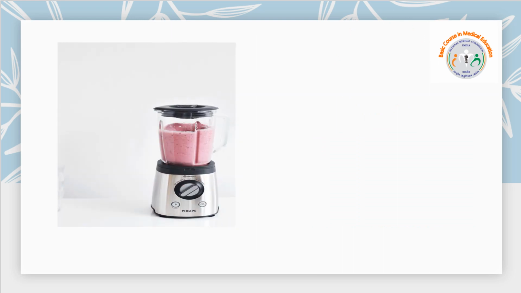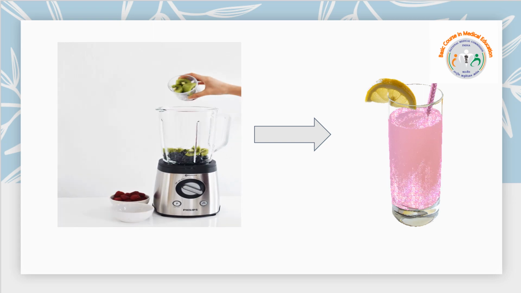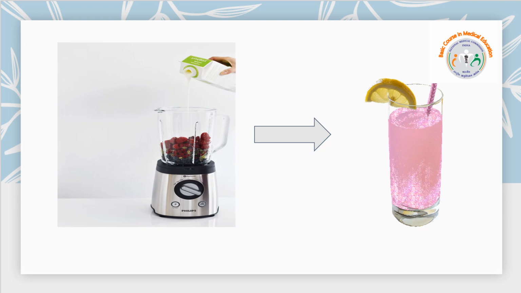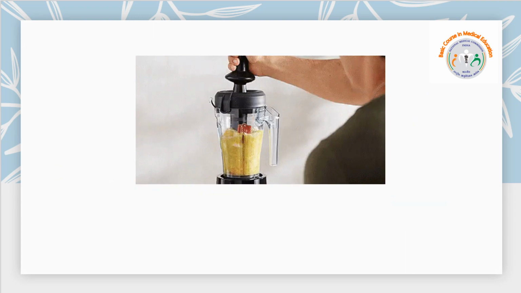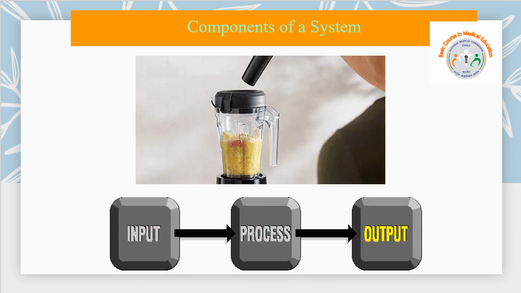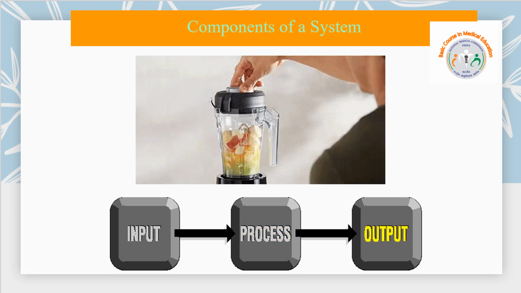We give something into it, we run a process, and we get some output, like this delicious juice over here. So the process is input, then running a process, and the output. So this instrument is a system, and similarly we can call our medical education a system.